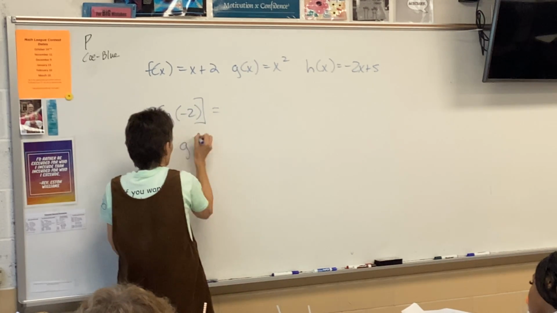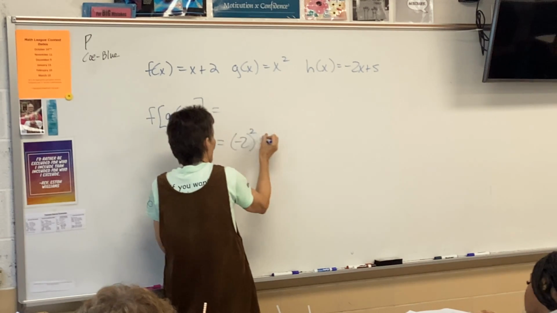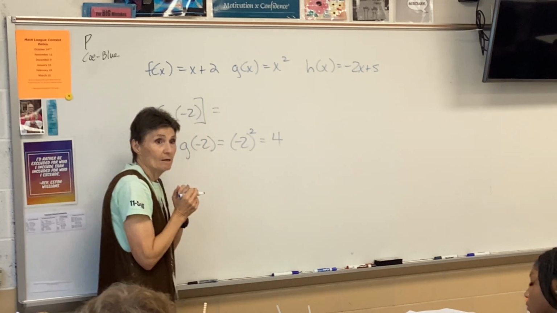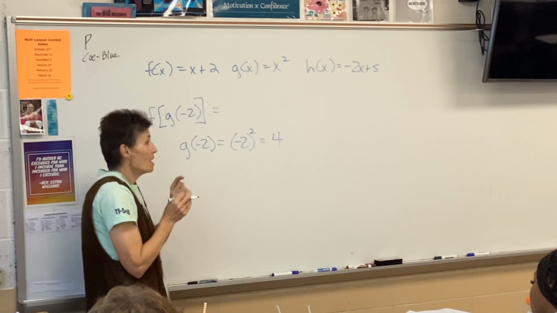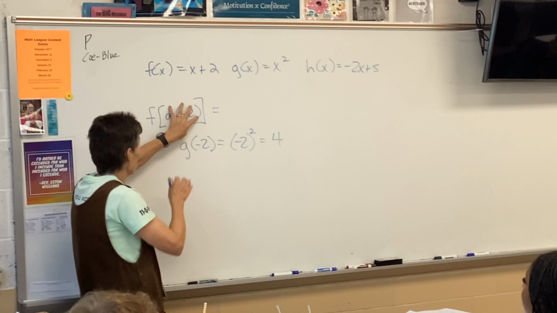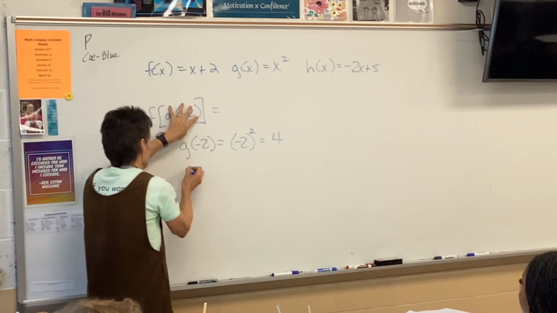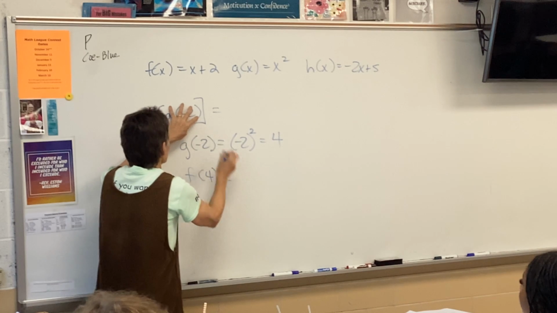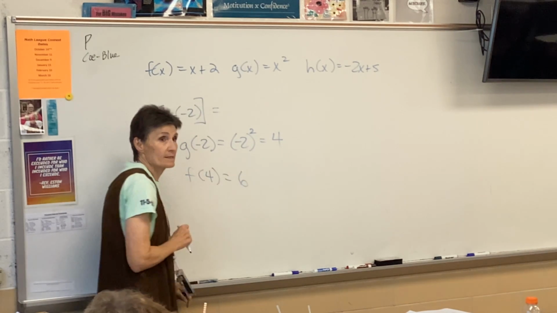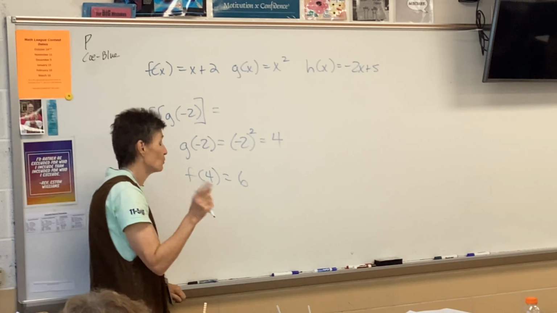So g of -2 will be -2 squared, which is 4. So then I take the 4 and plug it into f. So f of 4 is 6. Okay, remember that? All right, let's have you do one on your own.